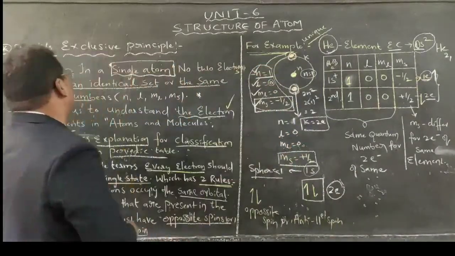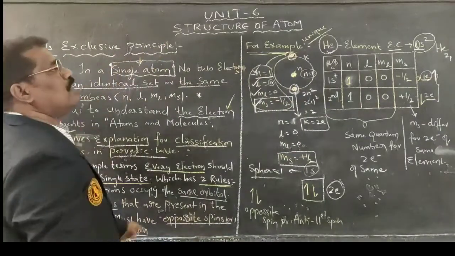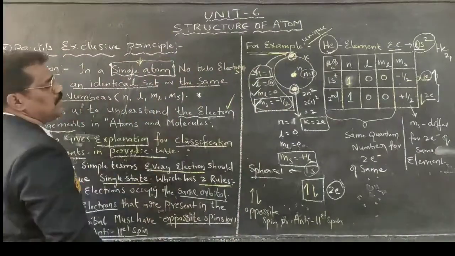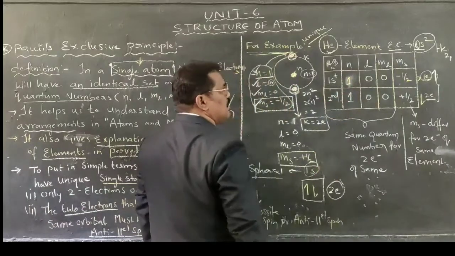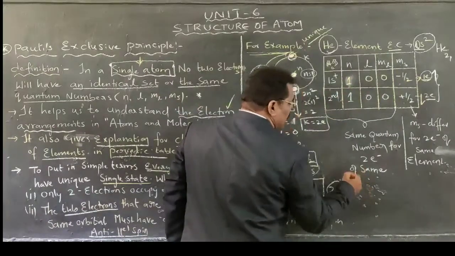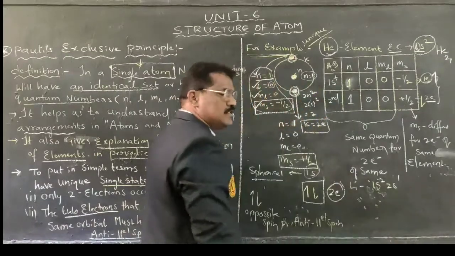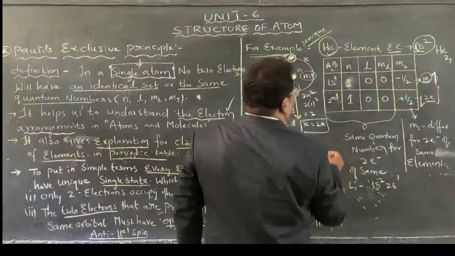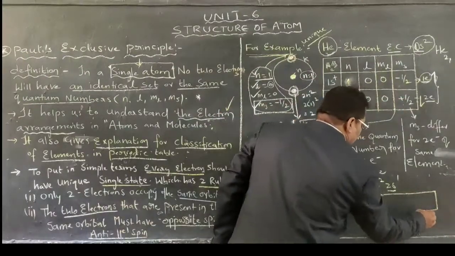What is that rule? In a single atom, let us take an atom of helium. After that, if I go for lithium, this is the helium electronic configuration. Lithium means 1s2, 2s1. This is completed for the 1s orbital. If I go for one more orbital, the 2s orbital, I will take it up.